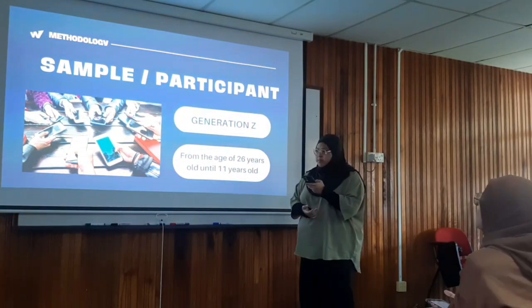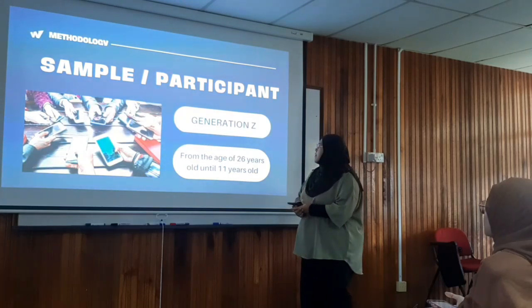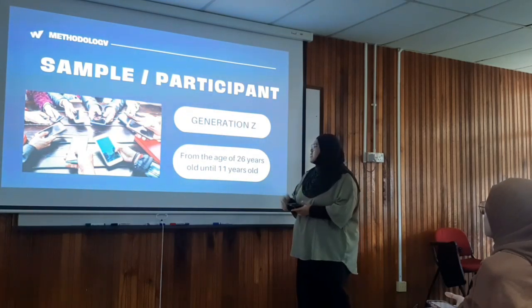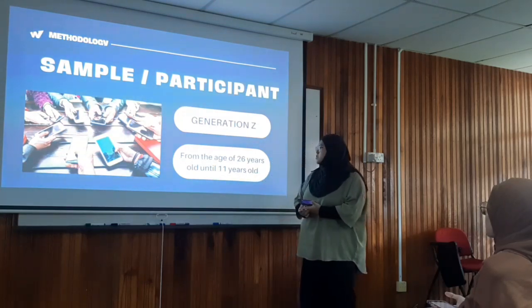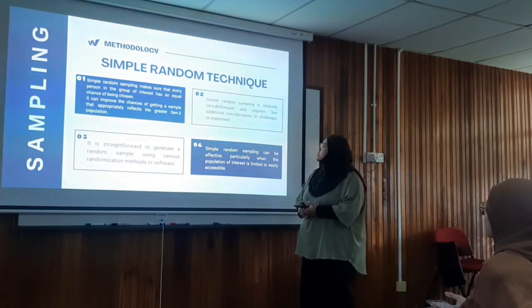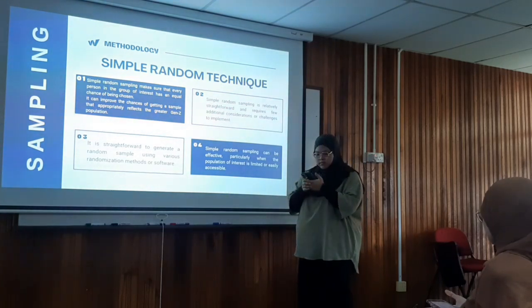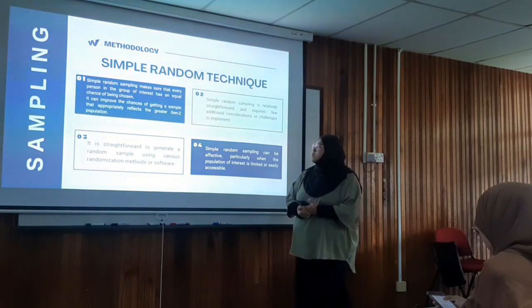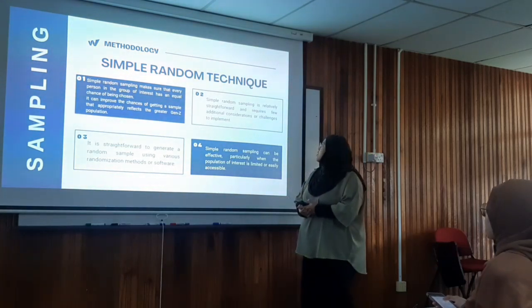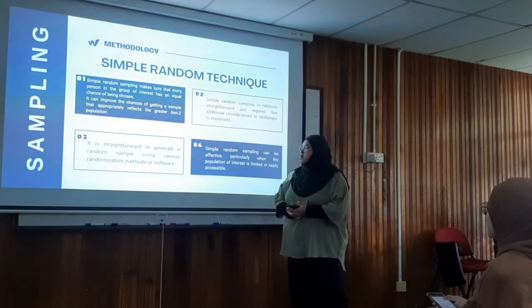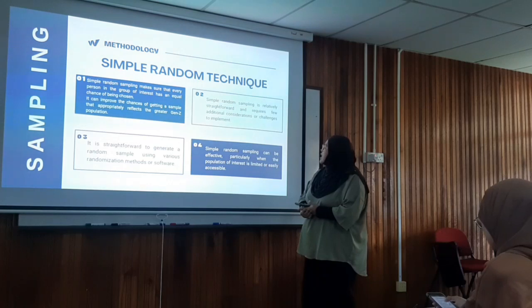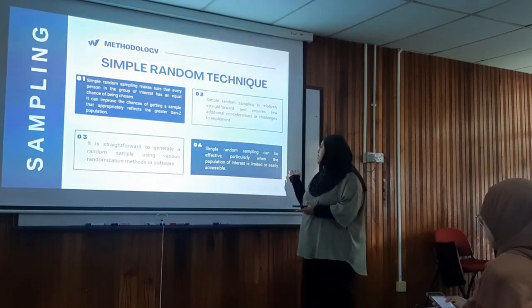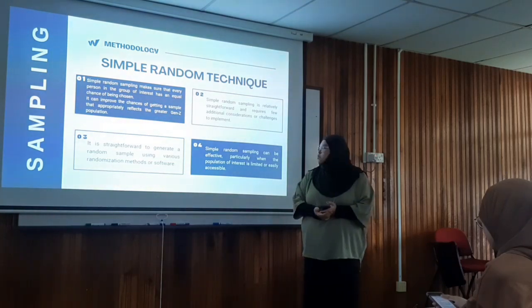Next, the sample that I use will involve participants from Generation Z, which came from the age of 26 years old until 11 years old. So the sampling that I will use is simple random technique. Simple random sampling can make sure that every person in the group of interest has an equal chance of being chosen. It is also straightforward to generate a random sample using various methods and software, and this technique can be effective, particularly when the population of interest is limited and easily accessible.